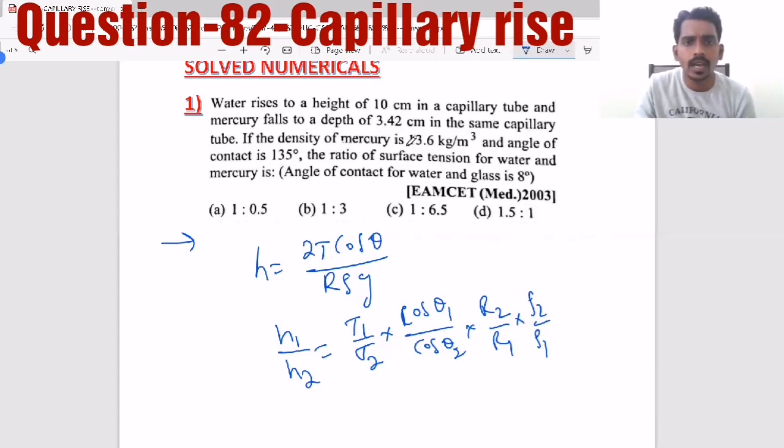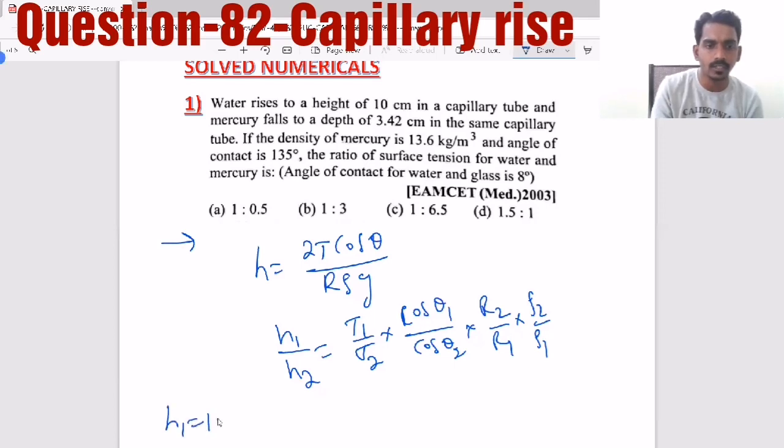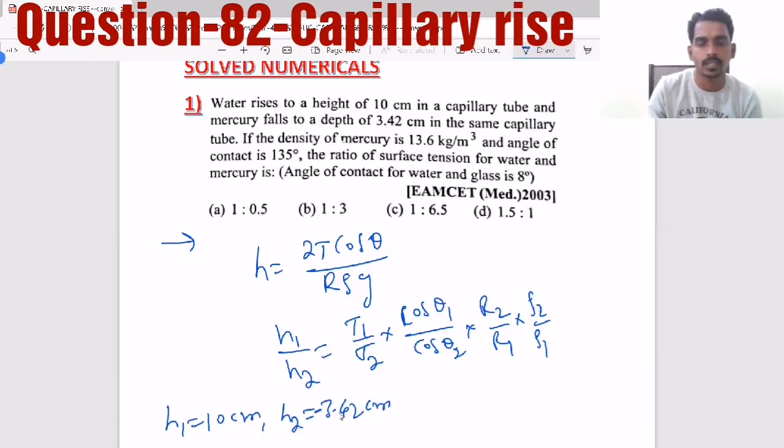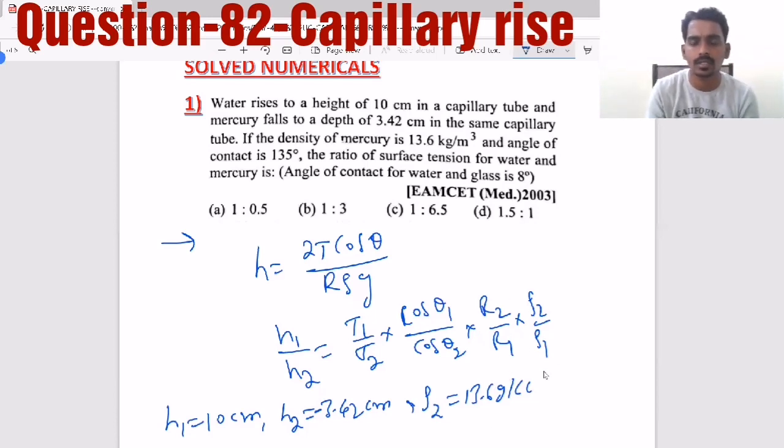Now water rises to a height of 10 centimeter in capillary tube. h1 they have given. h1 is how much? h1 is 10 centimeter and h2 is 3.42 centimeter, but drop means you can take it as minus. And density of mercury means rho 2. So rho 2 is 13.6 gram per cc you can take. No, kg per meter cube. No, actually it is gram per cc.